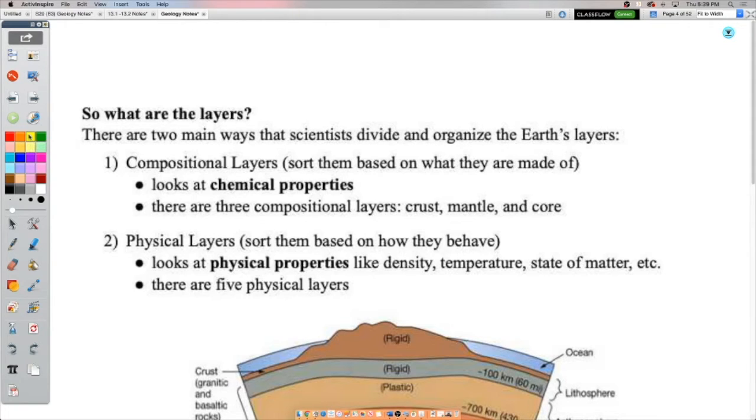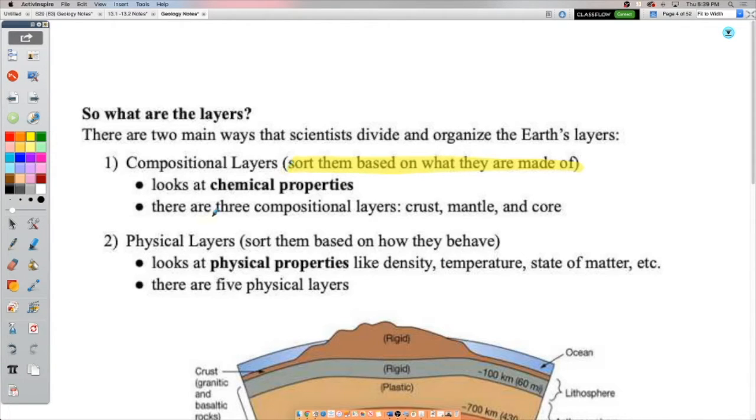Well, one option we could do is sort them based on what they're made of. Then you would be doing the compositional layers. Composition means made up of. So that's saying, look at their chemical properties. Is it made of iron and nickel, or is it made more of magnesium, whatever? And then sort it based on that. That's a great way to sort it, sure. However, that is not what we're going to focus on in Science 20.